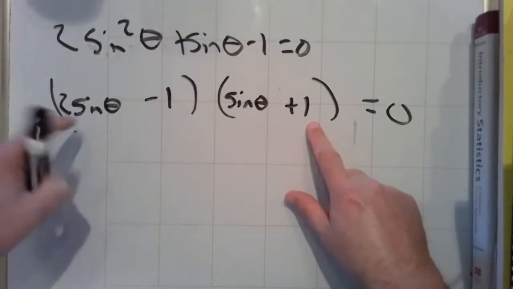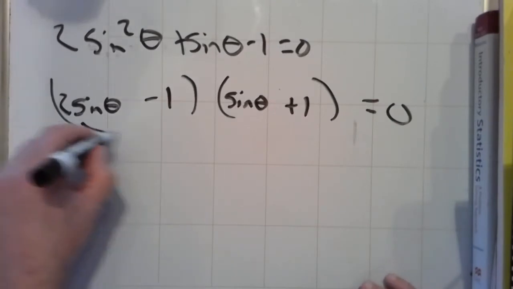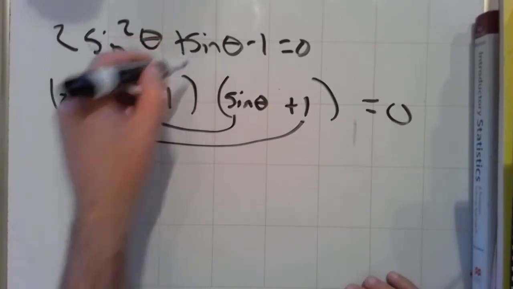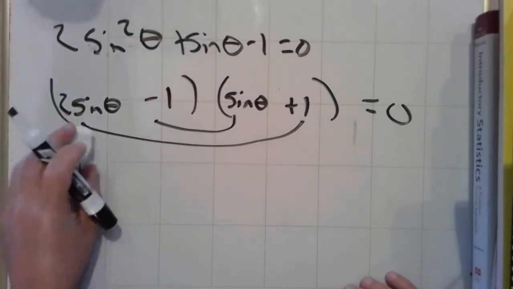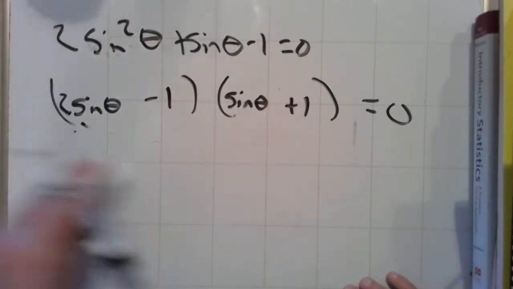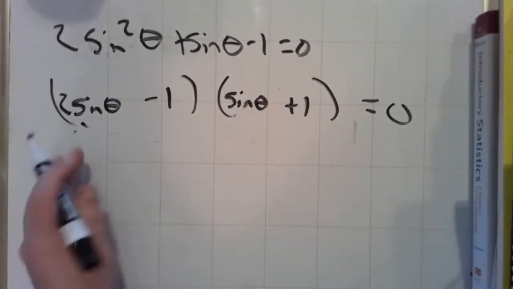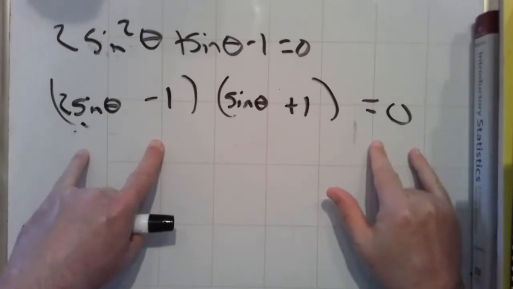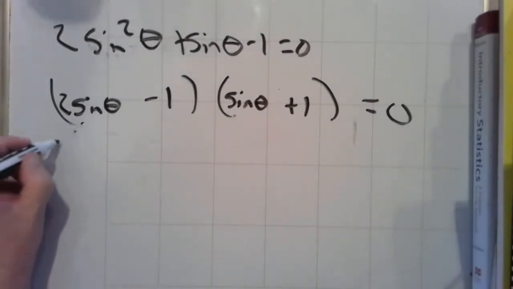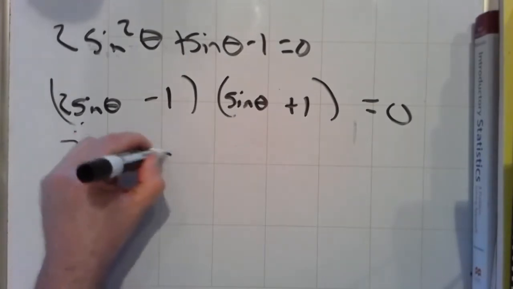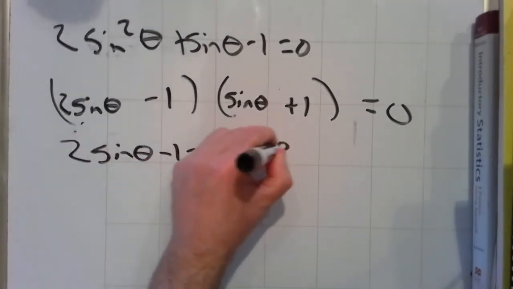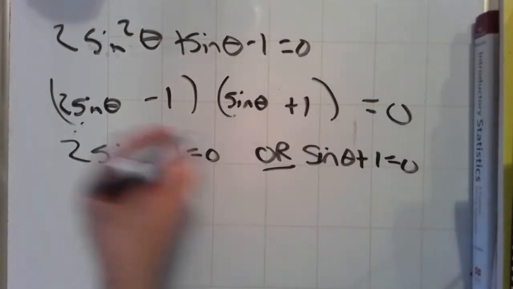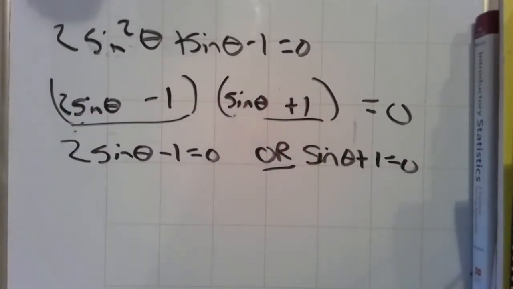If I do it this way, I'm FOILing here to check. I get 2 sine minus 1 sine. That's +1 sine. So if you're not sure if you factored right, FOIL and check. Now I use the zero product property. Two things multiply to equal 0. One of those must be 0, so 2 sine theta minus 1 equals 0, or sine theta plus 1 equals 0. Set each factor equal to 0.